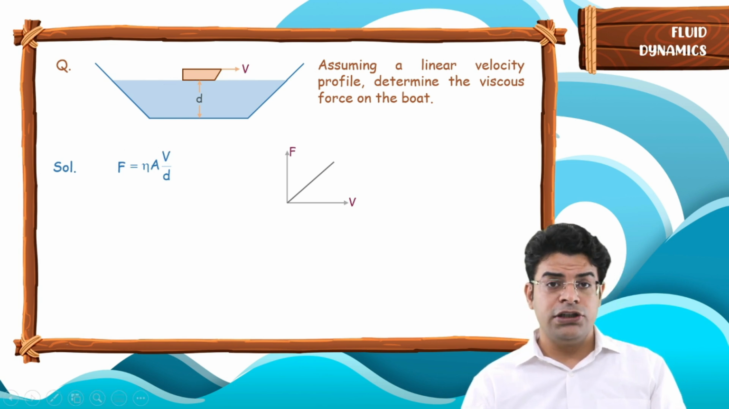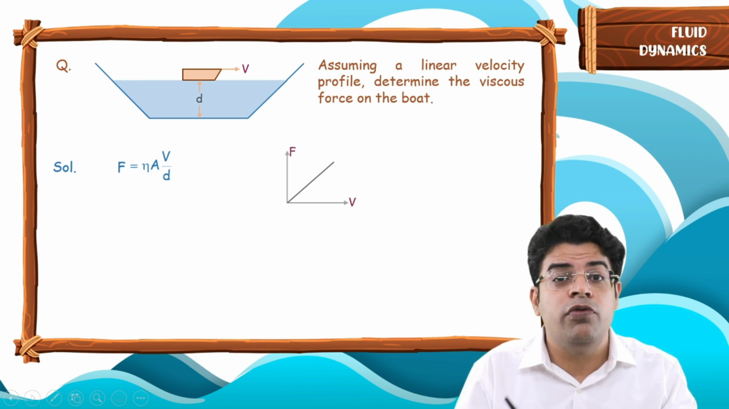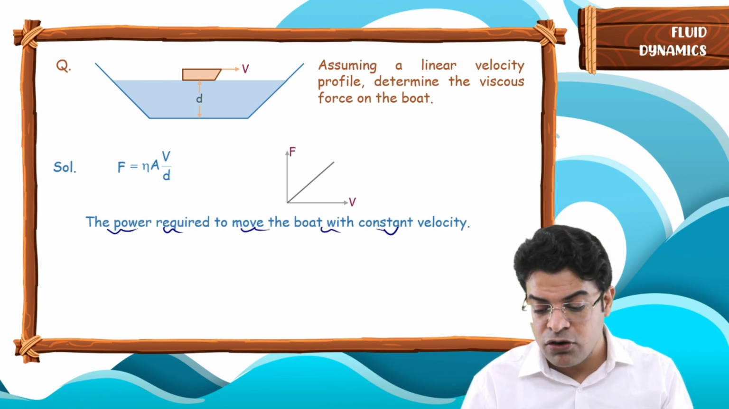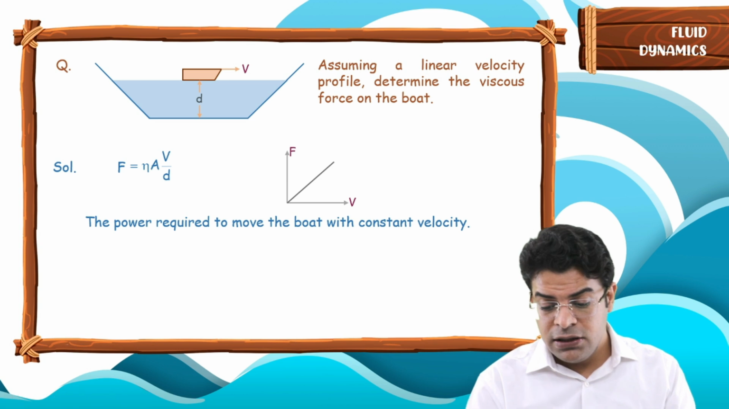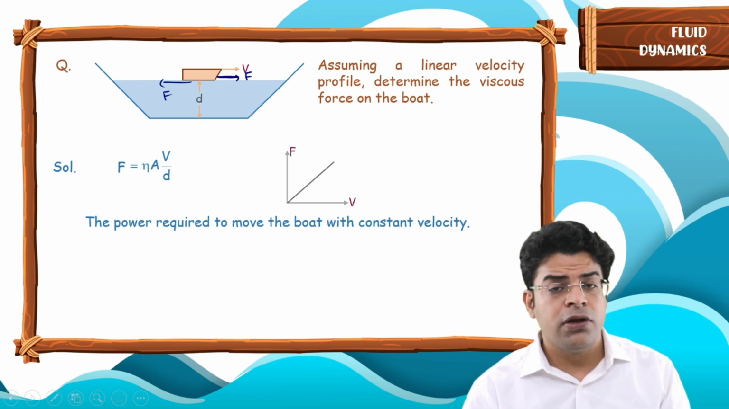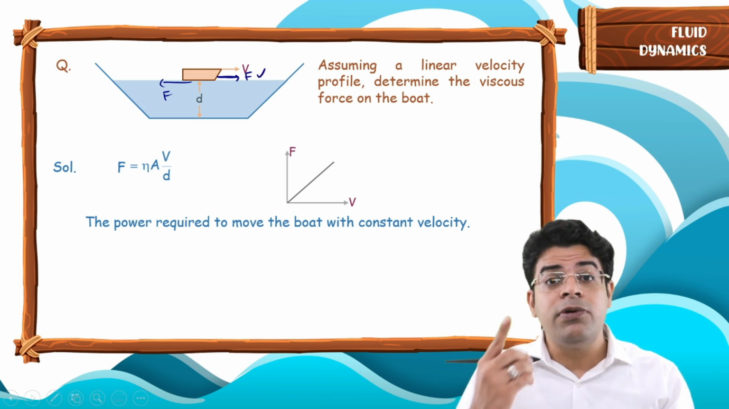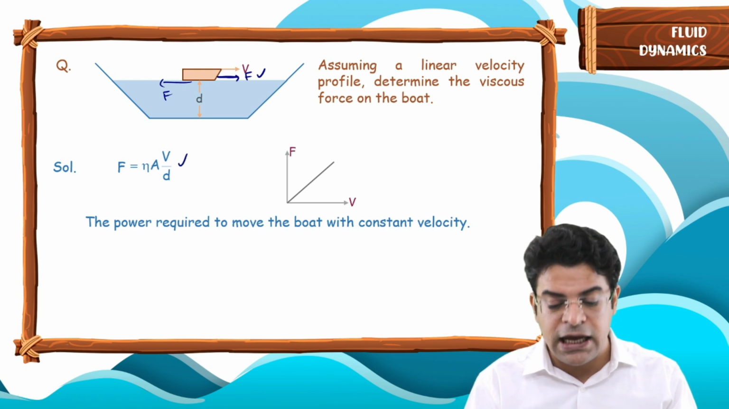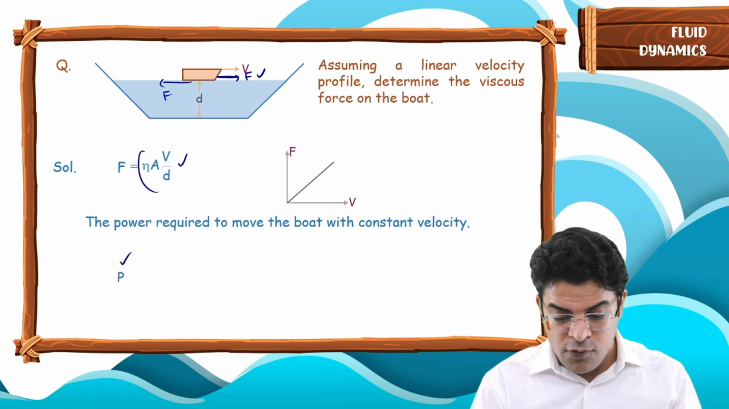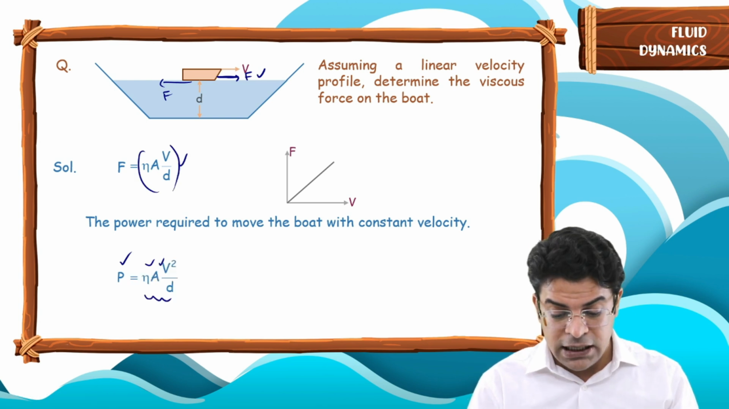They might ask how much power has to be delivered to the boat so as to keep the boat moving with a constant velocity. So you will say the power required to move the boat with a constant velocity is that the force acting on the boat should be equal to the viscous force. Now we know that the force that has to be applied to keep the boat moving with a constant velocity is ηAv by d. So we will say the power has to be equal to the force times velocity. So ηAv by d into v, that is ηAv² by d.